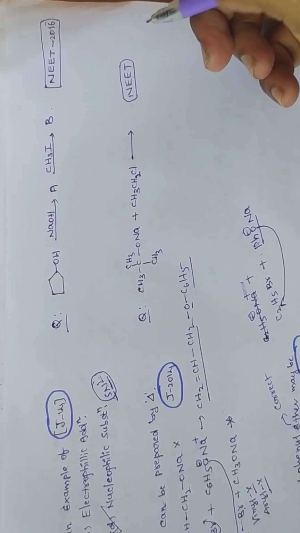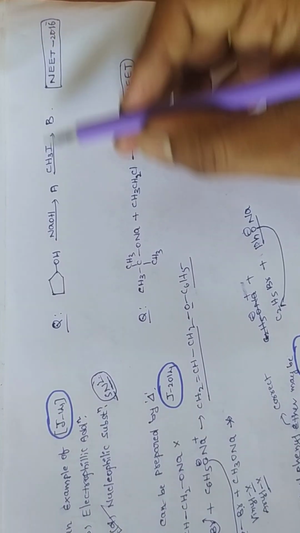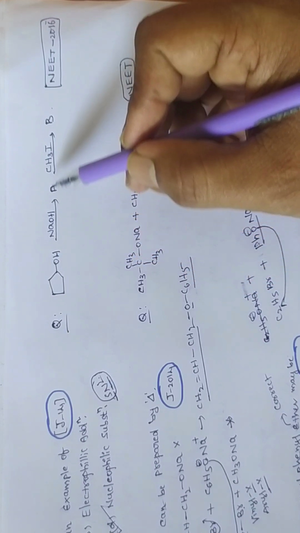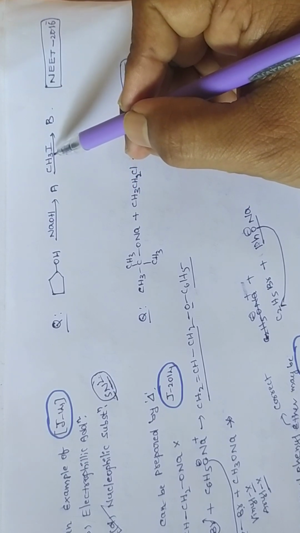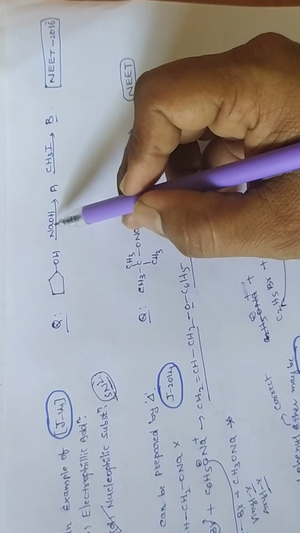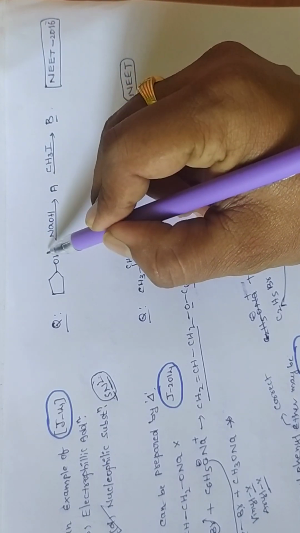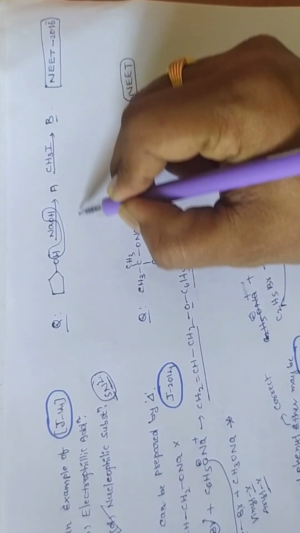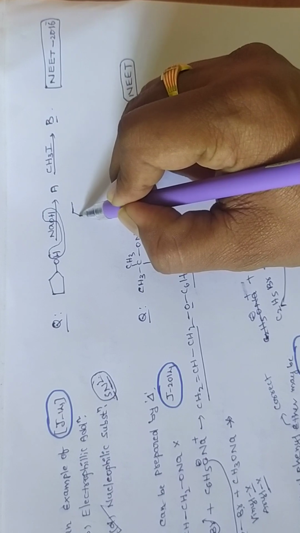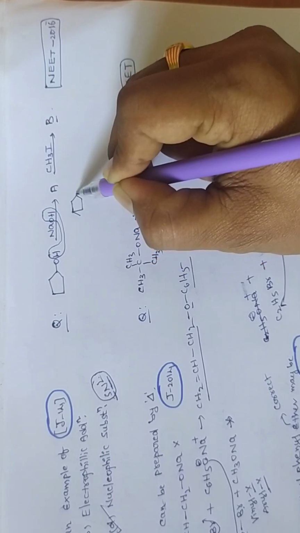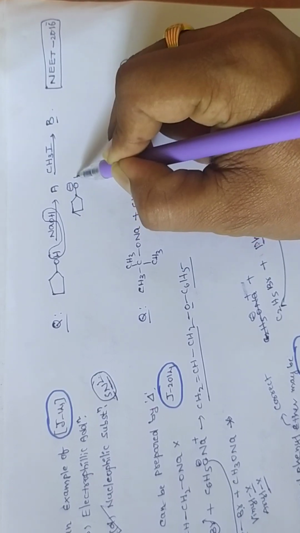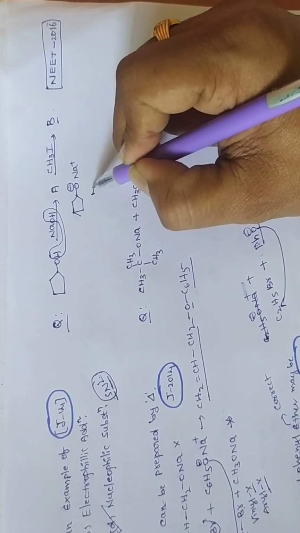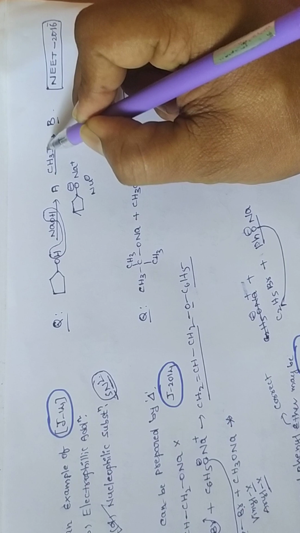Next, this question was asked in NEET 2016. Cyclopentanol reacts with NaOH and forms A. A reacts with alkyl halide, then we get B. Now alcohols react with base and form an alkoxide by elimination of water. Then what is product A? It is called sodium alkoxide. Now this sodium alkoxide acts as a nucleophile. Now this is the alkyl halide.